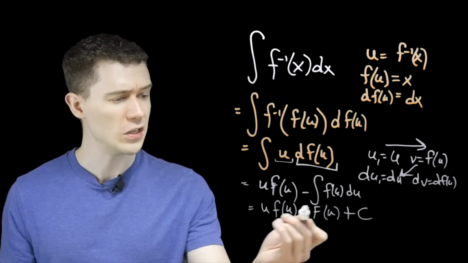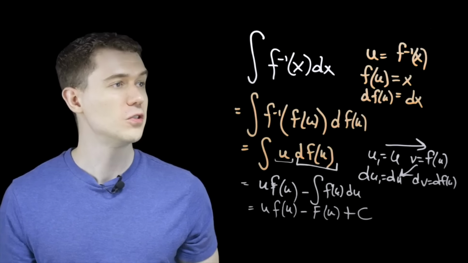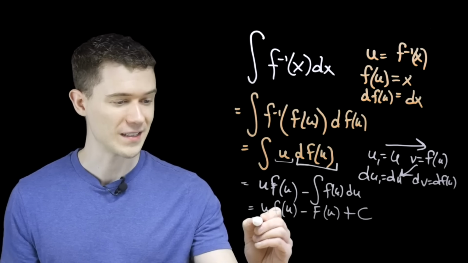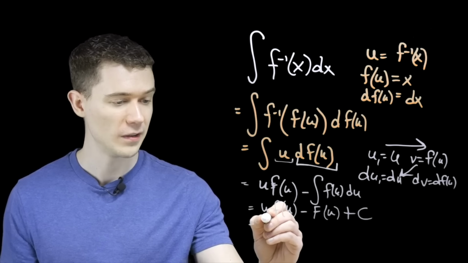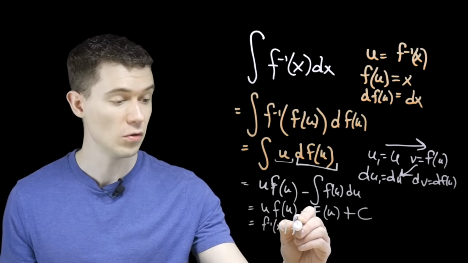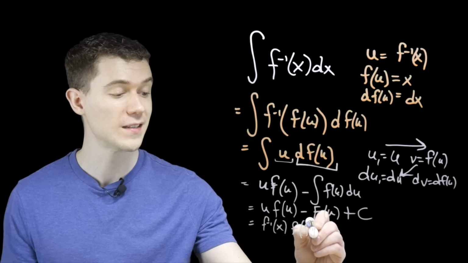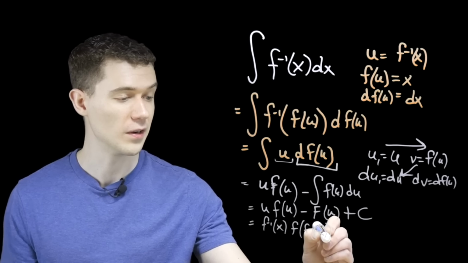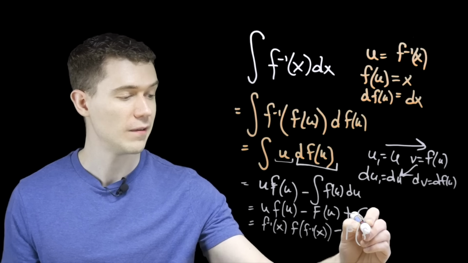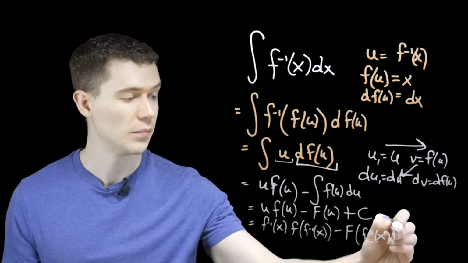So what was u? Well, look at the original. U was our original substitution, f inverse of x. So I'm just going to replace that here. U is f inverse of x. We have f of u, so f of f inverse of x. Lots of inverse stuff going on here. Minus capital F of u, f inverse of x again, plus c.